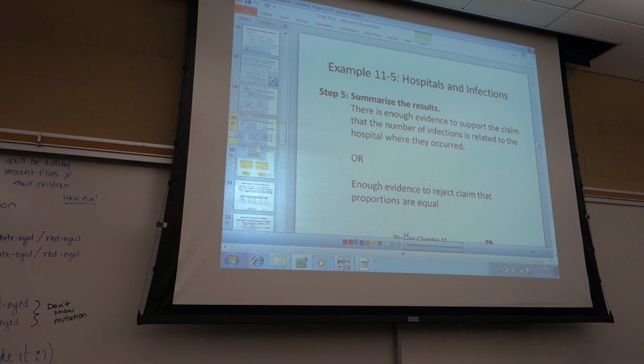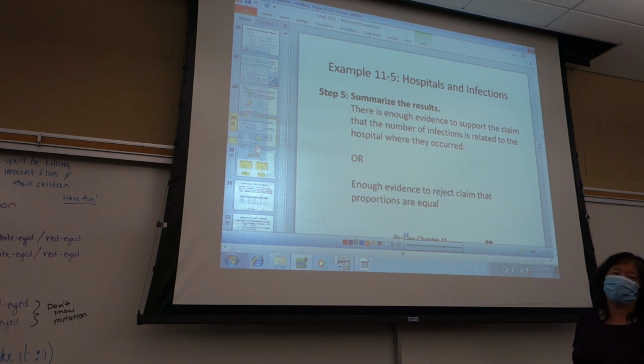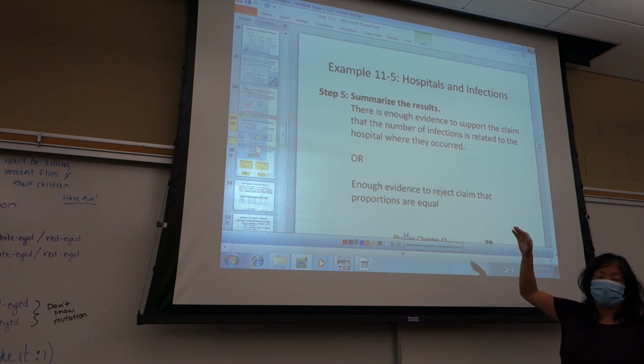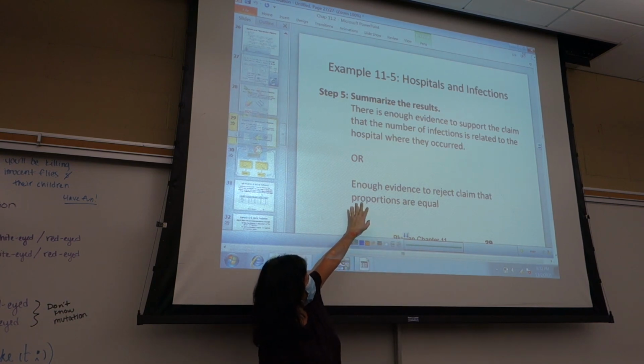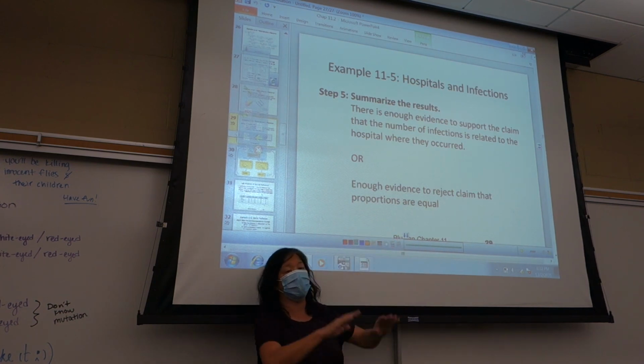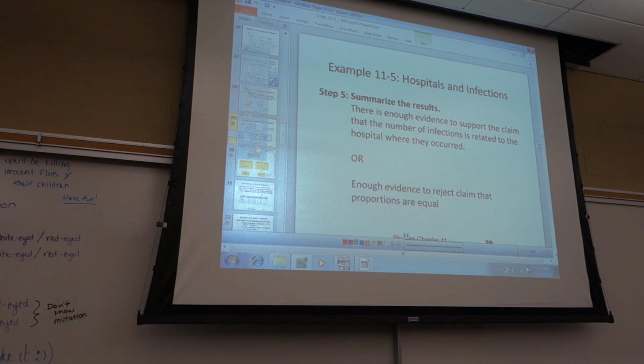Done. Or you could have said, well, the problem said that the infections are related to the hospital, so related is H1, so I would say there is enough evidence to support the claim that the number of infections is related to the hospital where they occurred. You can do either one of those. I don't care. I'm letting you get away with H naught is the claim, reject the claim that they're equal. Done.